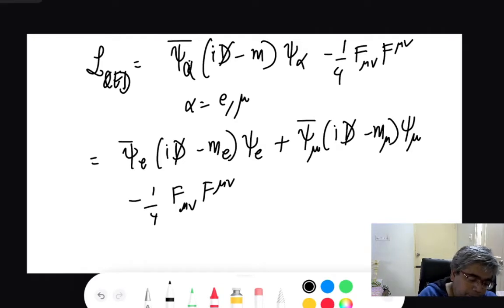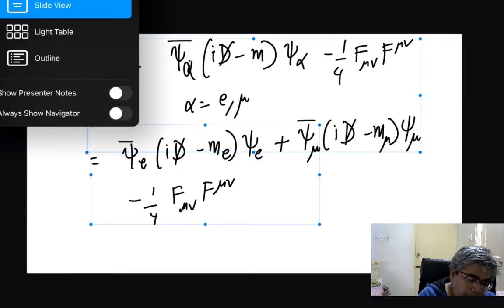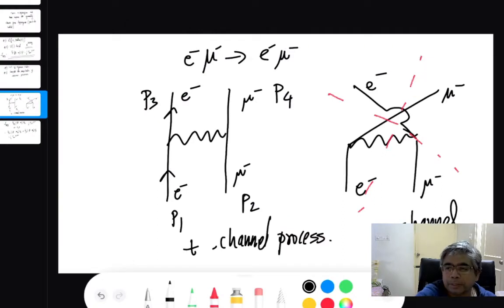That's the reason why you won't have diagrams like what we have seen earlier, so there is no U channel. The U channel diagrams we saw earlier, these kinds of diagrams, will not be there. So electron-muon scattering has only one diagram.